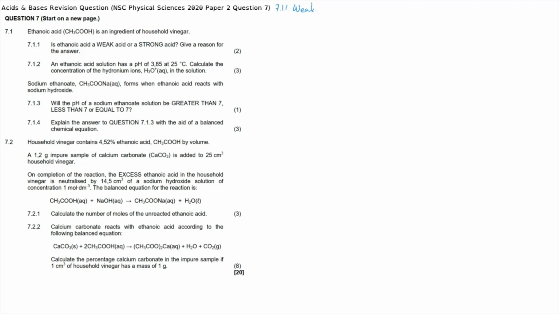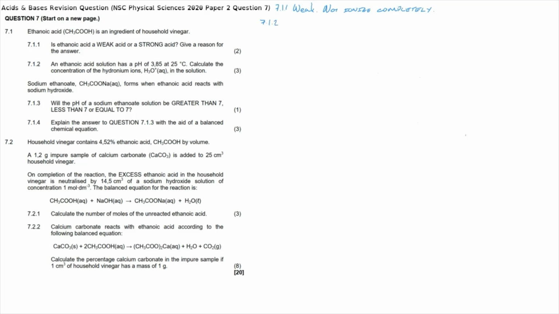And the reason for that is that it does not ionize completely. We know by definition a strong acid is one that ionizes completely in water. And our explanation for why something is a weak acid at this level is that it simply does not ionize completely. Question 7.1.2.